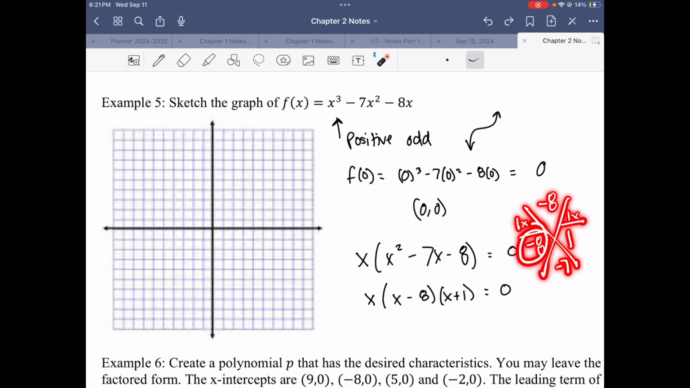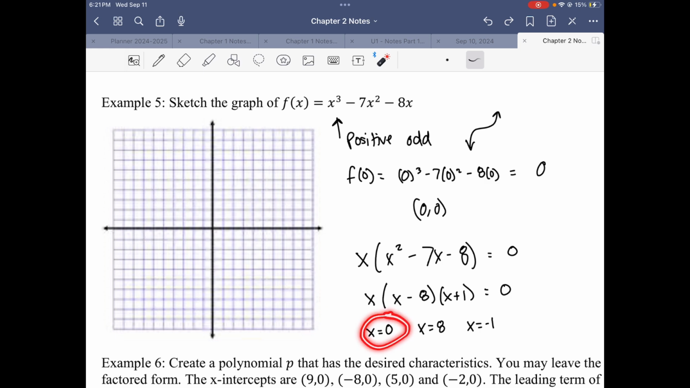Okay, so that's where our x minus 8 and our x plus 1 come from. Now we can just go ahead and solve for each of those factors. So the first one is easy, x equals 0. The second one, we do x minus 8 equals 0, so that comes out to be x equals positive 8. Then we do x plus 1 equals 0, which comes out to be x equals negative 1. All right, and you should have known that this one was coming because of where your y-intercept was anyway.